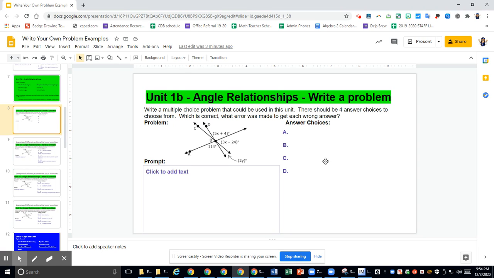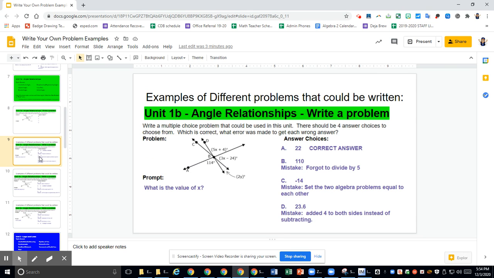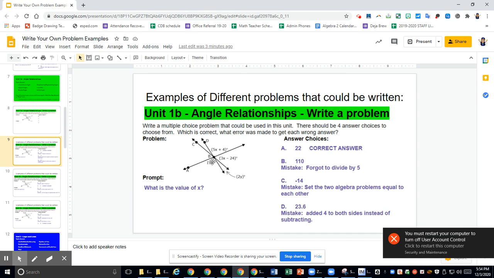We could choose vertical as one of our options. They're not vertical, definitely, right? They're not across from each other. They're next to each other. Then I need to come up with still something else, like maybe supplementary or complementary, and why that's wrong. The examples of things that I had for my examples is I said, well, what is the value of x? Because that seemed like the most logical question, right? I know these two are vertical, so they're going to equal each other.